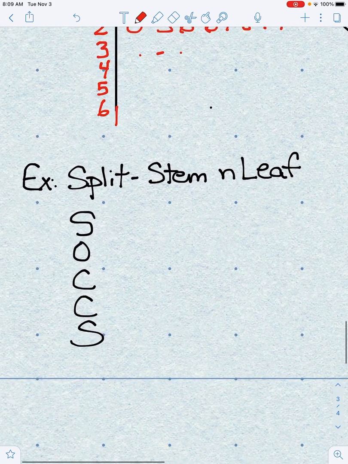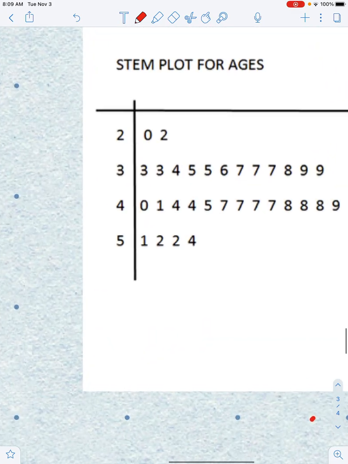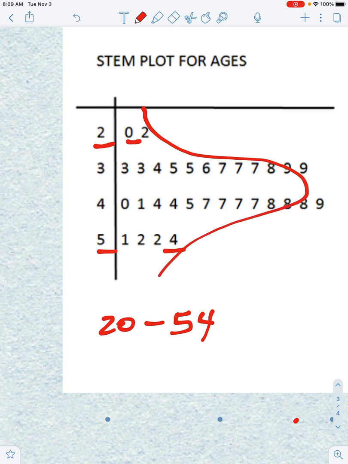All right. Now, last before I go on, there's such a thing as a split stem and leaf graph. So here is a stem and leaf plot showing you ages of people, 20 up to 54. And this data looks pretty centered, yeah? Notice how we have a large grouping in the 30s and the 40s, and this is one way to present the data.